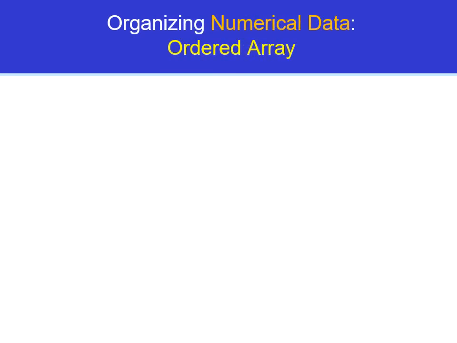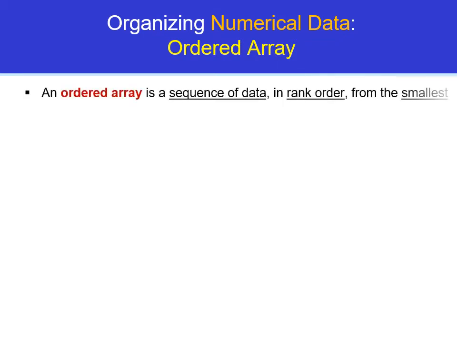Organizing numerical data using an ordered array. What is an ordered array? An ordered array is just a simple way of representing data. We're going to organize the data from the smallest value to the largest value in an ascending order.